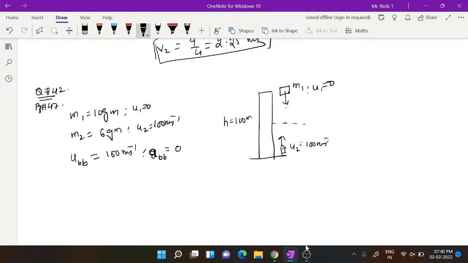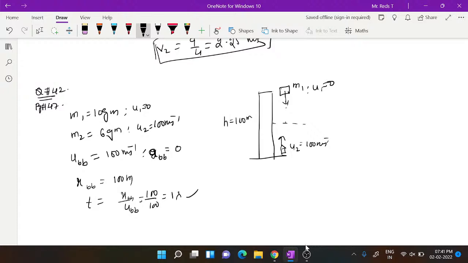So the relative distance is equal to 100 meters. And then what is the time taken for traveling that distance with this velocity? Time is equal to distance by speed, so it is equal to 100 by 100, which is 1 second. That means after 1 second they will meet.